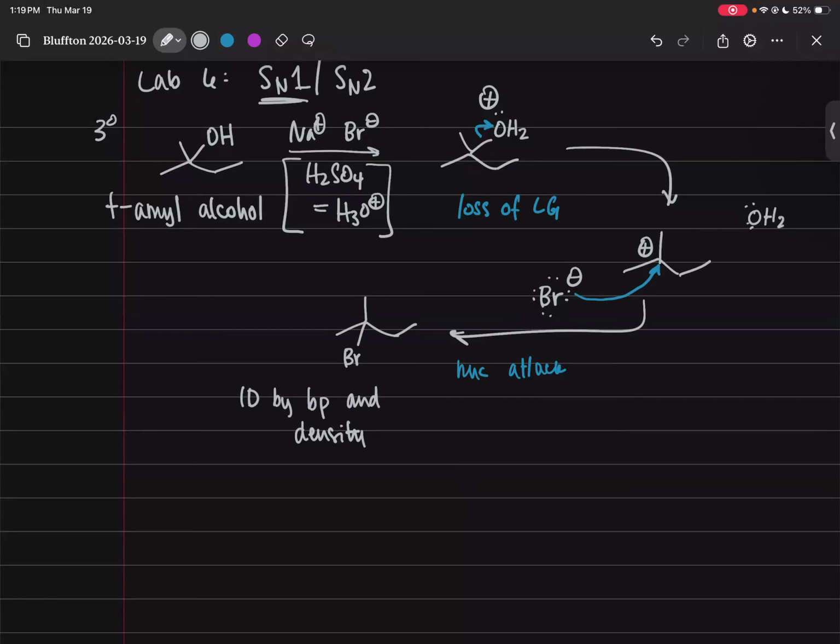Okay, and so the boiling point and density of that alkyl bromide, so this is now tert-amyl bromide, are known, and so you can distill it or put it in a volumetric graduated cylinder and measure the density, all that sort of stuff.